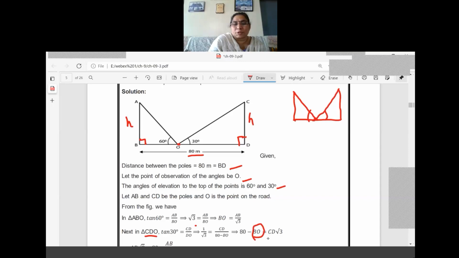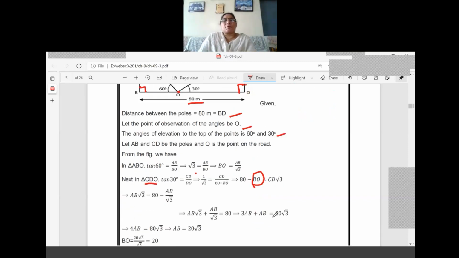BO should be substituted. Using the first one we can write that BO equals AB by root 3. So in 80 minus BO, we substitute AB by root 3, and we get 80 minus AB by root 3. Like that we have to do here. And what is the next concept? Solve for AB. BO equals AB by root 3.